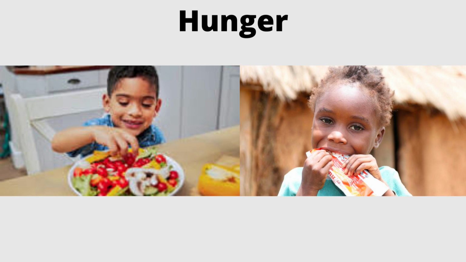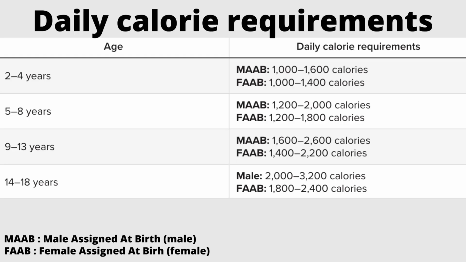Normally, a 7-year-old eats more than 1,400 calories a day. But imagine a 7-year-old who can only eat less than 1,000 calories each day because of war. And this is happening all around the world. Before that, here is a chart of required calories each day.